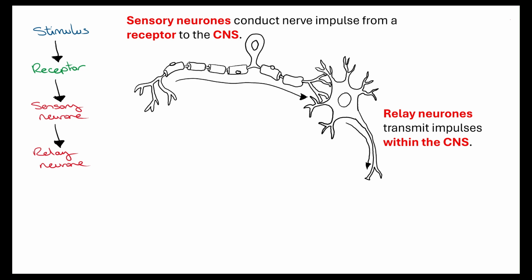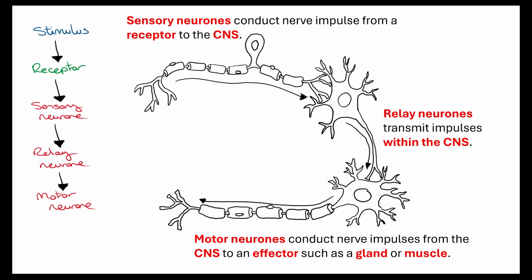Now remember, our relay neurons have a very short axon. Because they have short dendrites and short axons, that means that within our central nervous system we have millions of these relay neurons to transmit the impulse. So to get all the way up the spinal cord to the brain and then all the way back down again, we are activating many relay neurons.